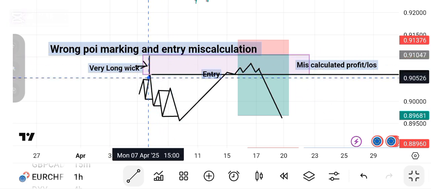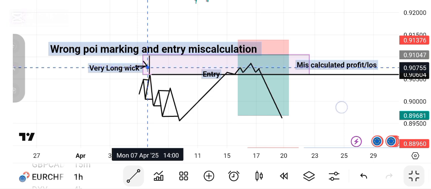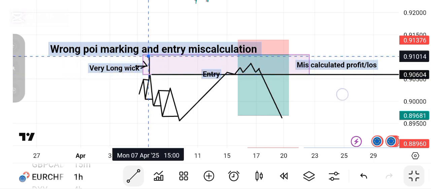When you come to the chart and you see a long wick candle, it can be a long wick or it can be a long candle body. Do not use that zone as your POI. Just leave the trade and look for another entry setup.